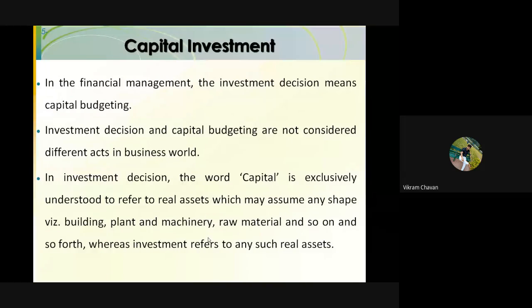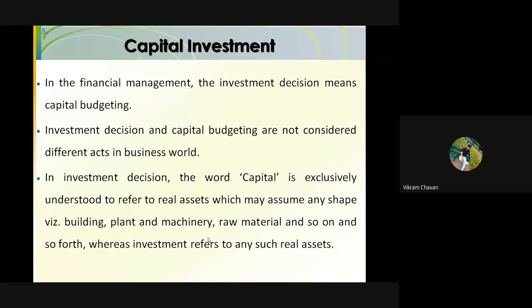So next is nothing but capital investment. Now the investment decision and the capital budgeting or capital investment, one cannot separate these two words. In financial management, or in the business world, capital budgeting and the investment decision come together, and they have the same meaning.